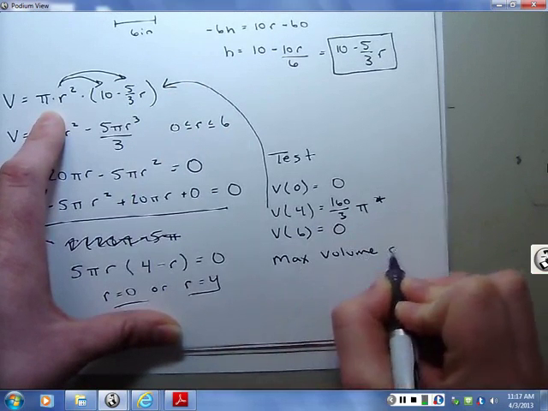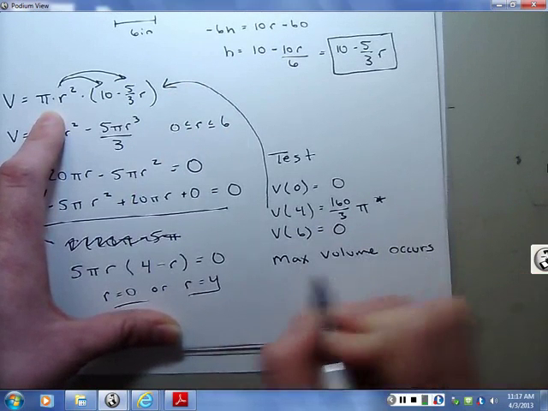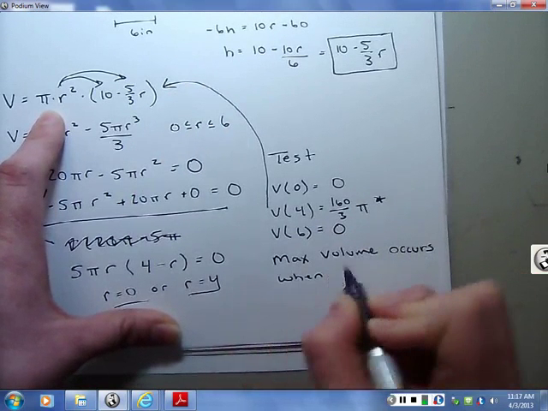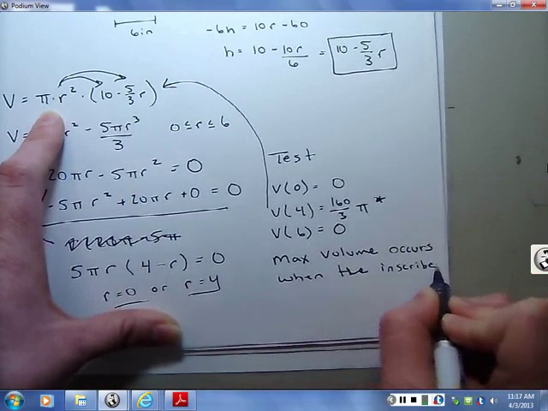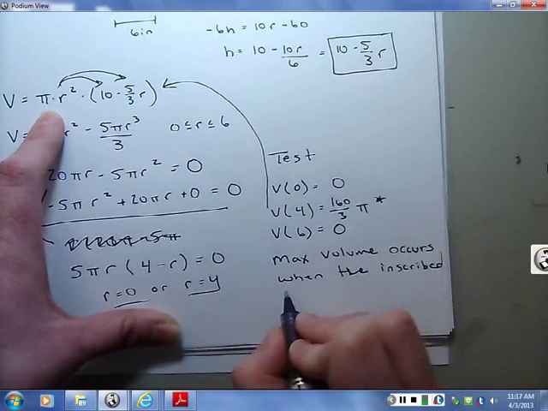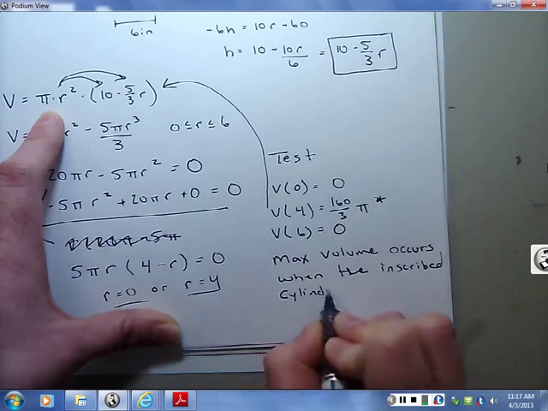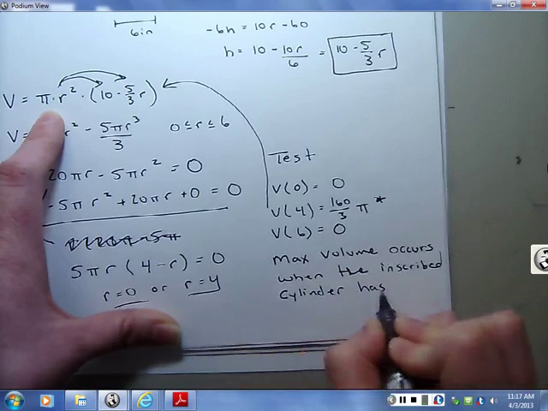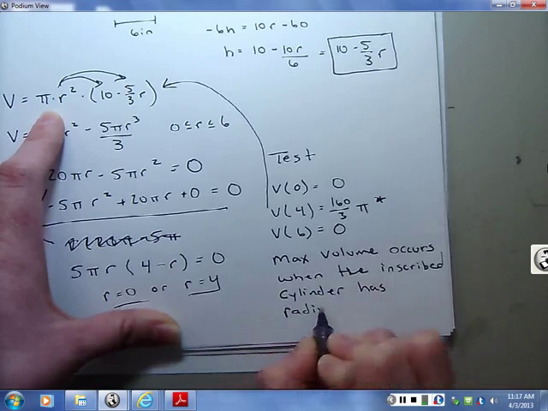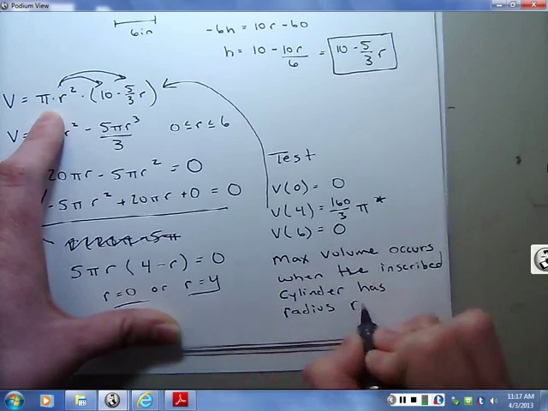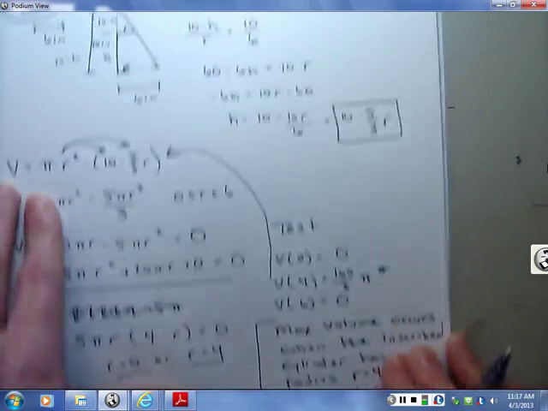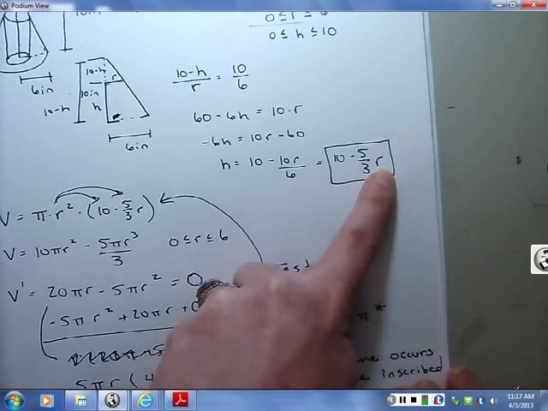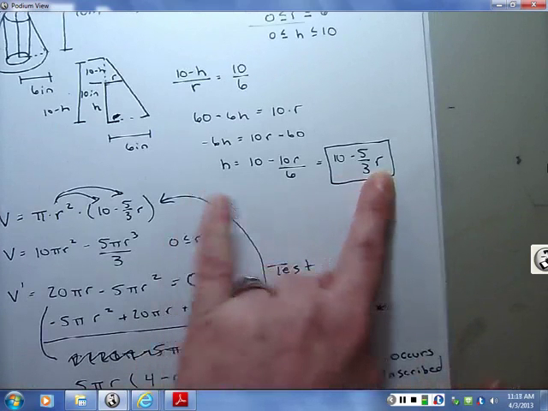Max volume occurs when the inscribed cylinder has radius 4, and it turns out the height would end up being 10 over 3 if I want to calculate that. If I come back and plug in 4 here for r, the height would be 10 over 3.